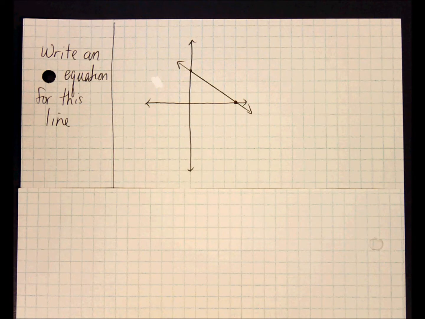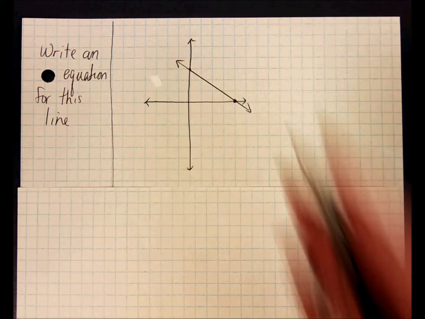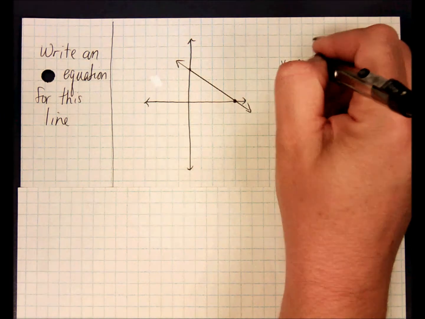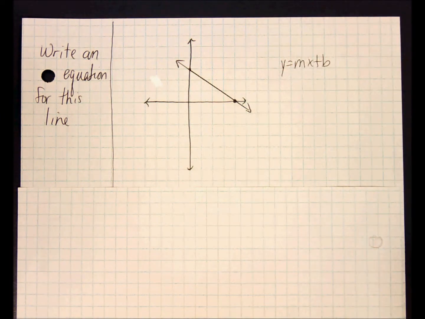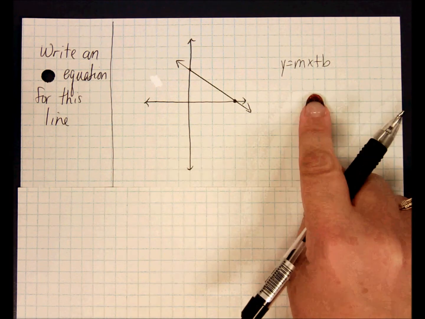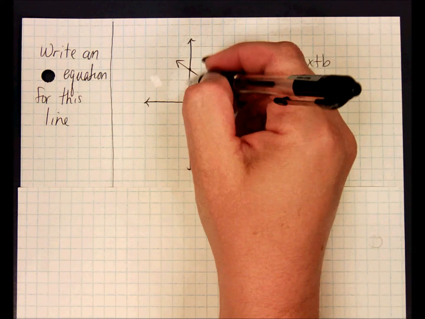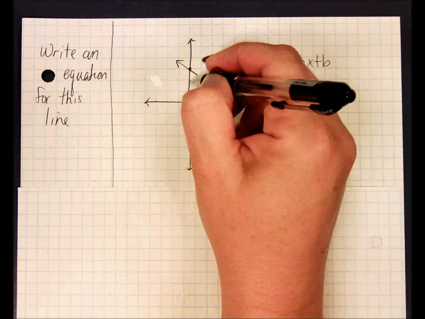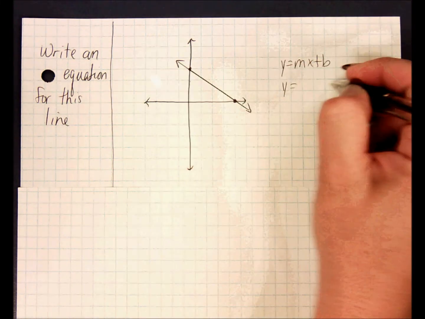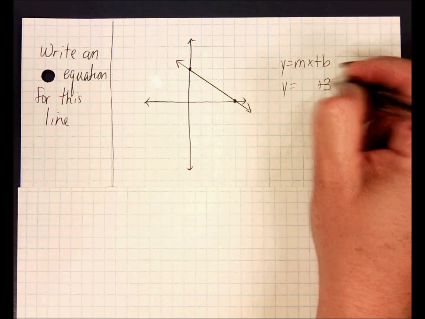All right, so now we're given a graph, and they want us to write the equation. And we know we've got y equals mx plus b. It's there, we know it. So if I could find out the y-intercept and the slope, I plug it in and I'm done. Well, look, here's my y-intercept. Right here it crosses at 3. So y equals, I'm going to come over here in the intercept and add a positive 3.